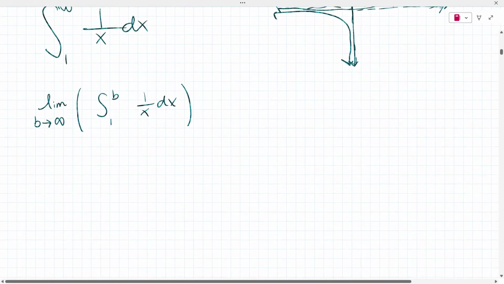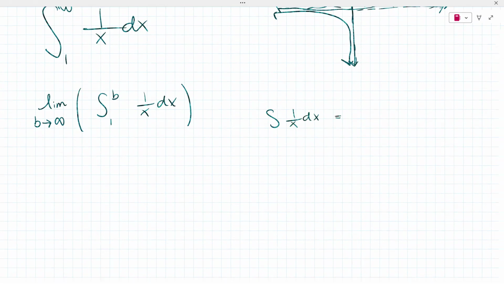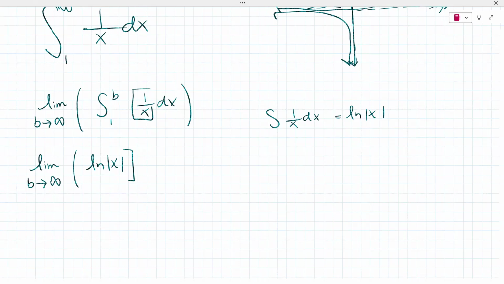Now, you know how to take the integral of 1 over x, right? The integral of 1 over x dx is just ln of the absolute value of x. That's the first thing I need to do: figure out the integral of 1 over x. Once we know that, I'm going to rewrite it as the limit as b goes to infinity of ln of the absolute value of x, from 1 to b.